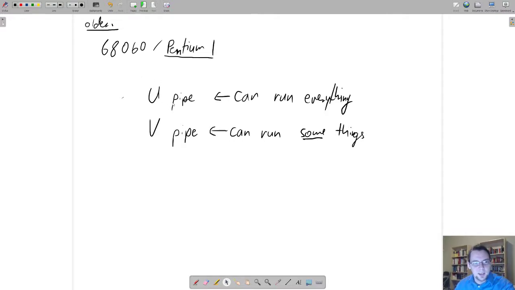The idea here is that every cycle, in these old but already superscalar designs, the CPU tries to find 2 instructions that can execute together. And the idea is that because the U pipe really can run absolutely everything, you're always gonna find something that the U pipe can do.